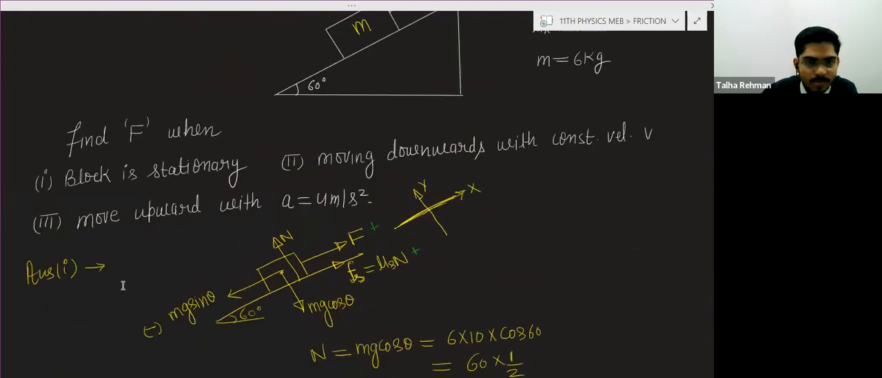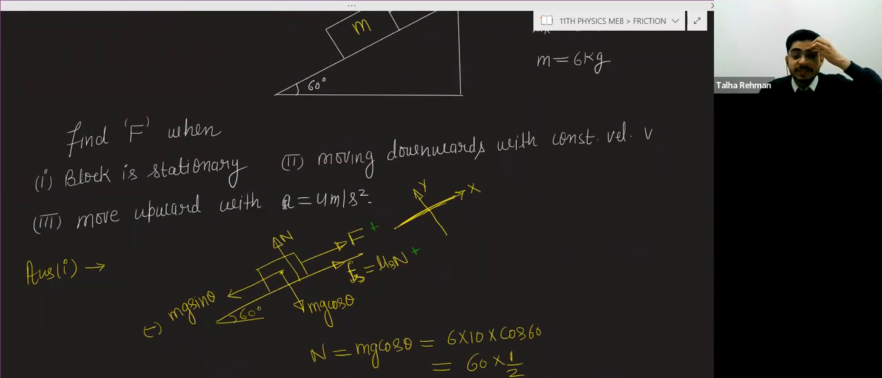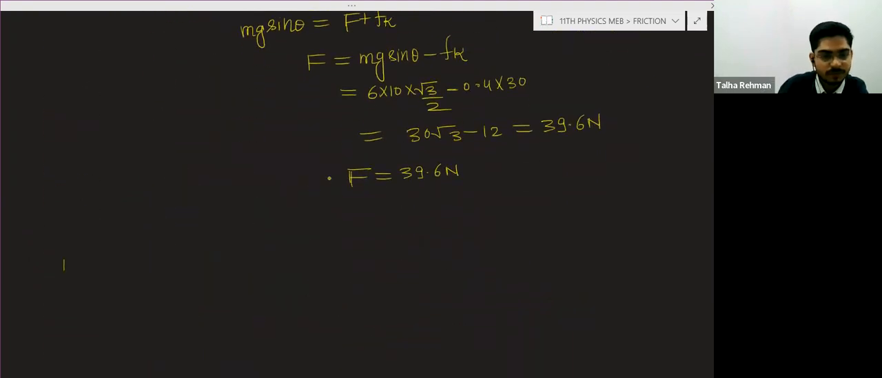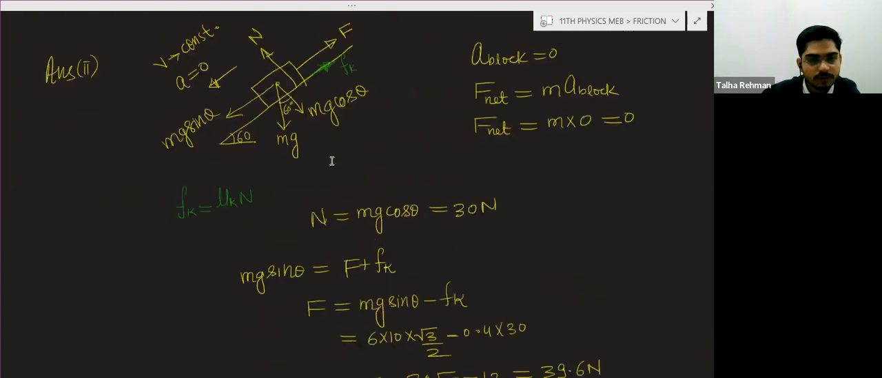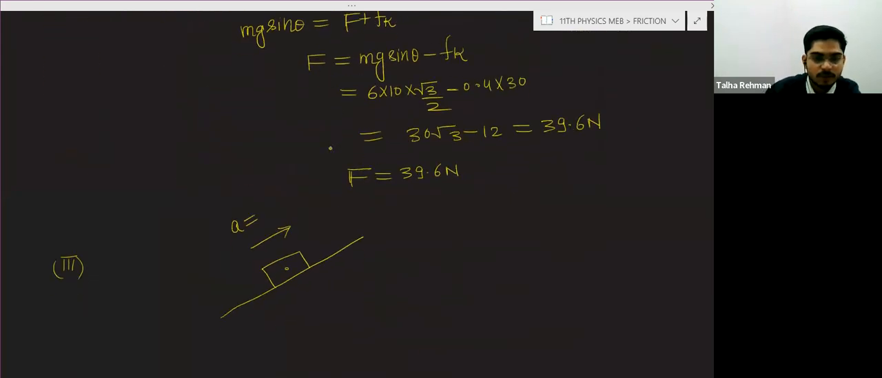Okay. Now third part. Now this block is moving in upward direction with an acceleration of 4 meter per second square. So third part. This is the wedge and this is the block, and this block is now moving with an acceleration of 4 meter per second square.